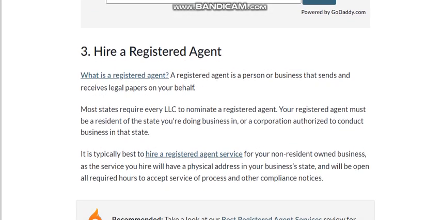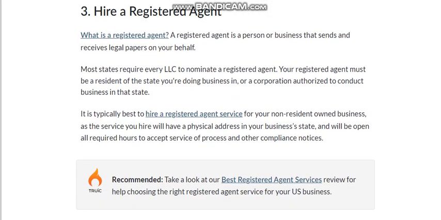Number three, hire a registered agent. What is a registered agent? A registered agent is a person or business that sends and receives legal papers on your behalf. Most states require every LLC to nominate a registered agent. Your registered agent must be a resident of the state you are doing business in or a corporation authorized to conduct business in that state.